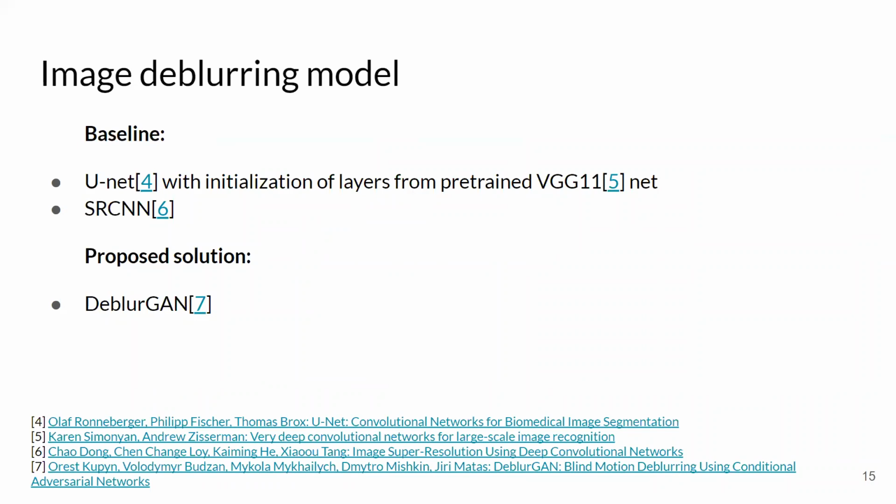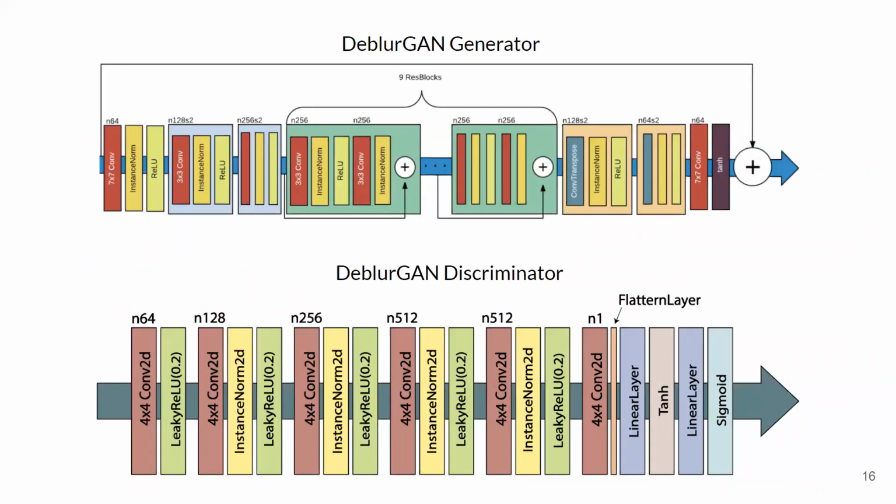Next. On the slide, you can see the architecture of DeblurGAN: a generator for obtaining deblurred images, and a discriminator to distinguish generated and real images. Also, there is an additional net which gives a perceptual loss comparing generated images and the target.